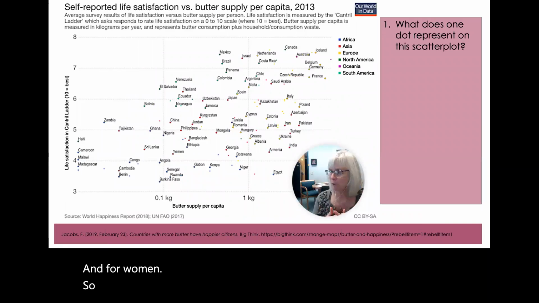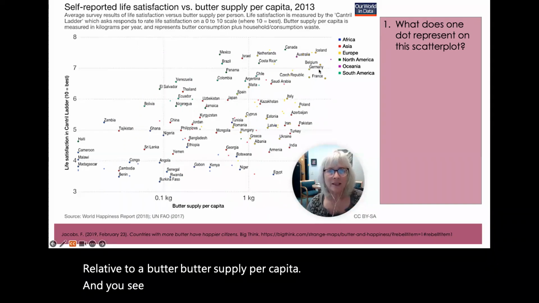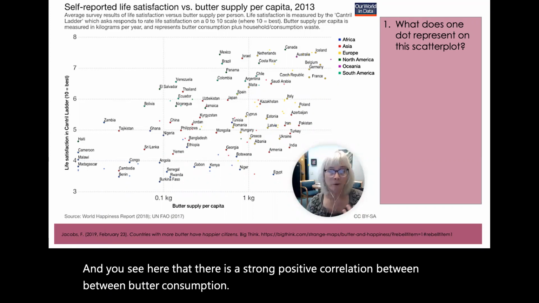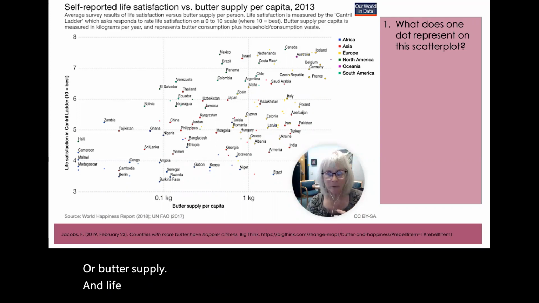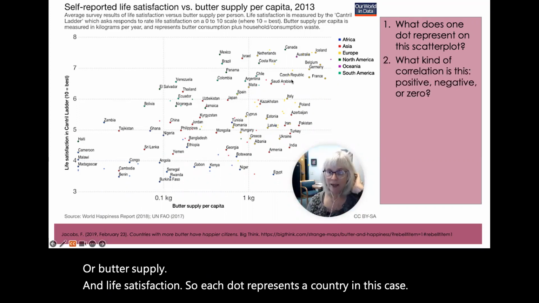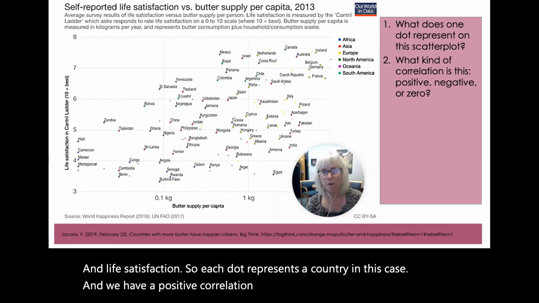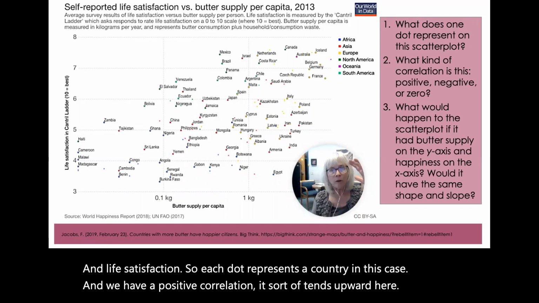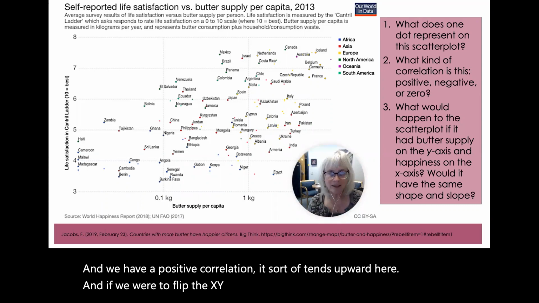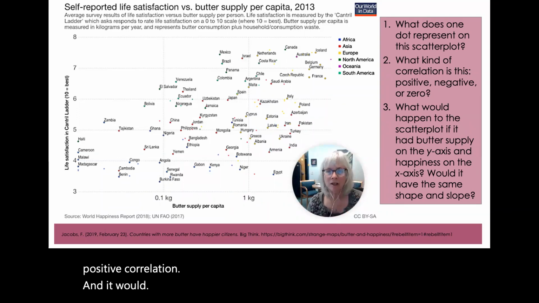So let's look at self-reported life satisfaction relative to butter supply per capita. And you see here that there is a strong positive correlation between butter consumption or butter supply and life satisfaction. Each dot represents a country in this case. And we have a positive correlation. It sort of tends upward here. And if we were to flip the X and Y variables or axes, we'd still have that positive correlation, right? And it would look exactly like this with different axes.